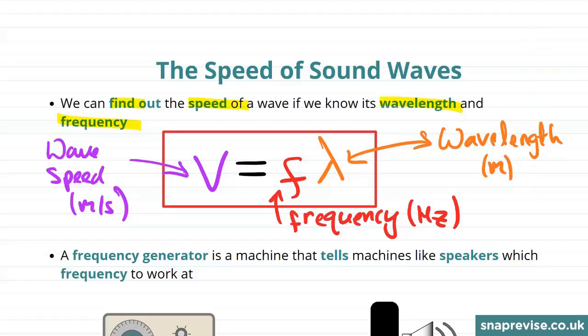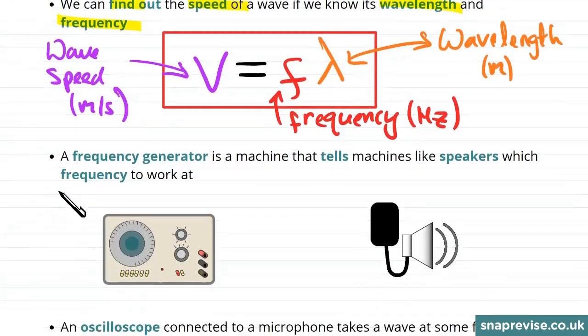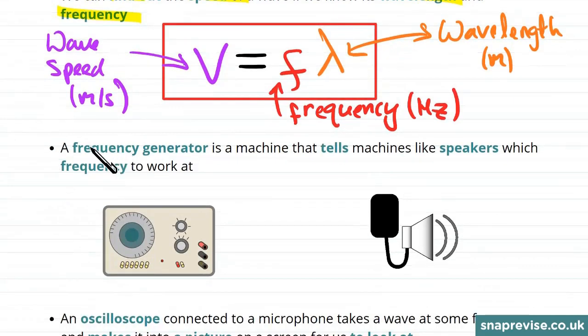So we want to measure the speed of sound. We're going to do this by measuring its frequency and its wavelength. We're going to need to introduce some different bits of apparatus that we're going to use for this. Let's start with a frequency generator.